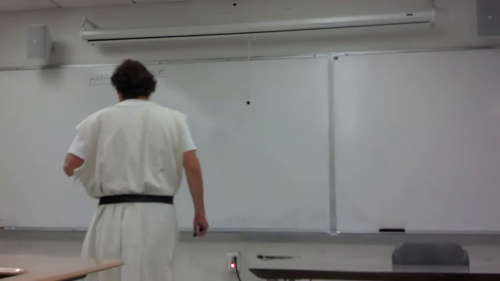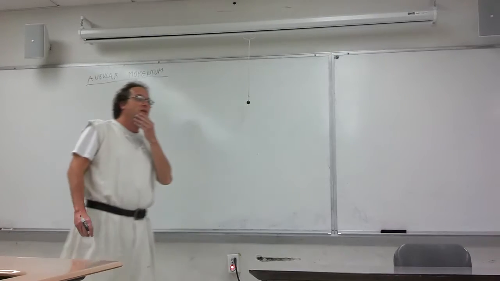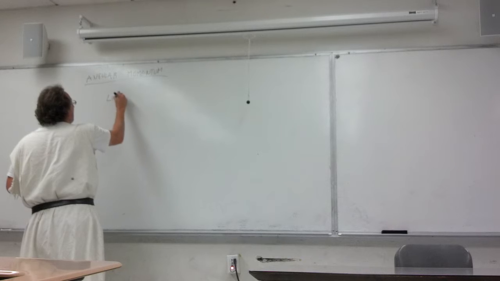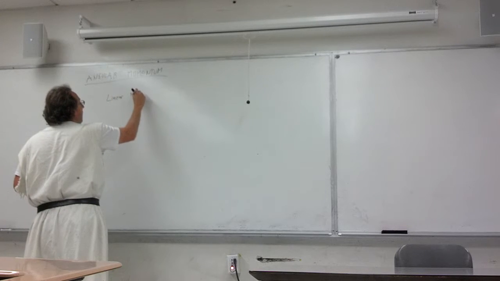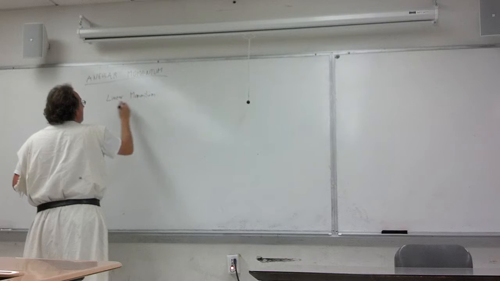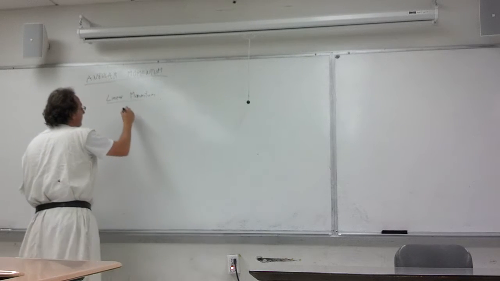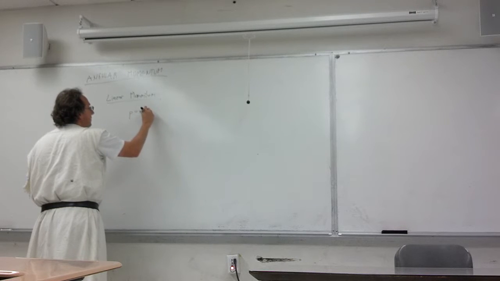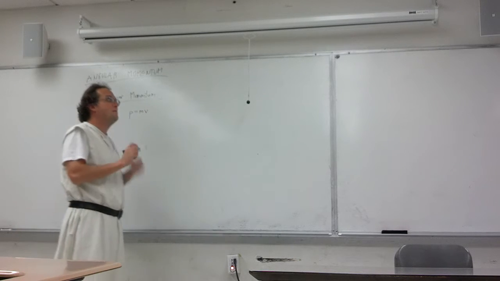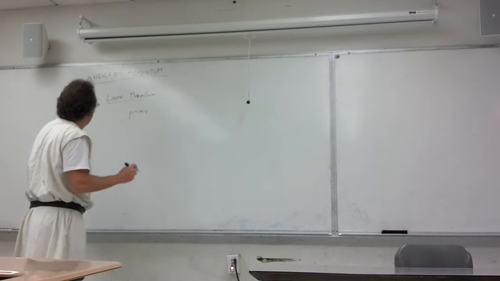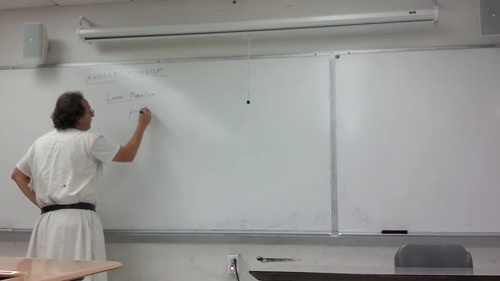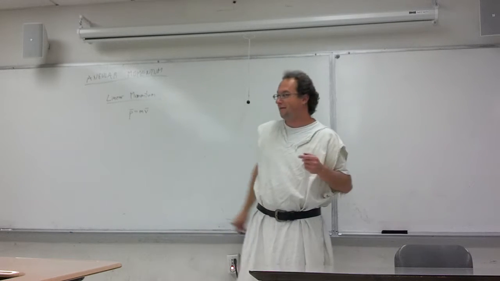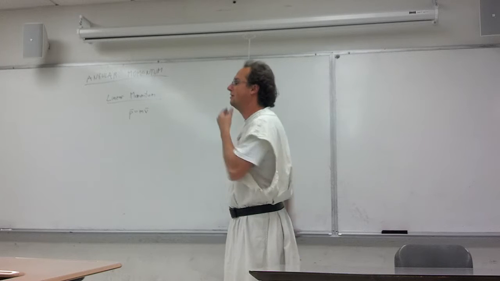Angular momentum. Well, before we talk about angular momentum, let's talk about linear momentum. Linear momentum, usually written P equals mass times velocity. And we write a bar over the P and the V to indicate they're vectors. That'll become significant, especially when we talk about angular momentum.